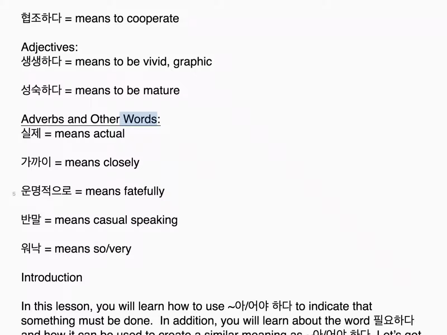Adverbs and other words. 실제, means actual. 가까이, means closely. 운명적으로, means faithfully. 반말, means casual speaking. 워낙, means so very.